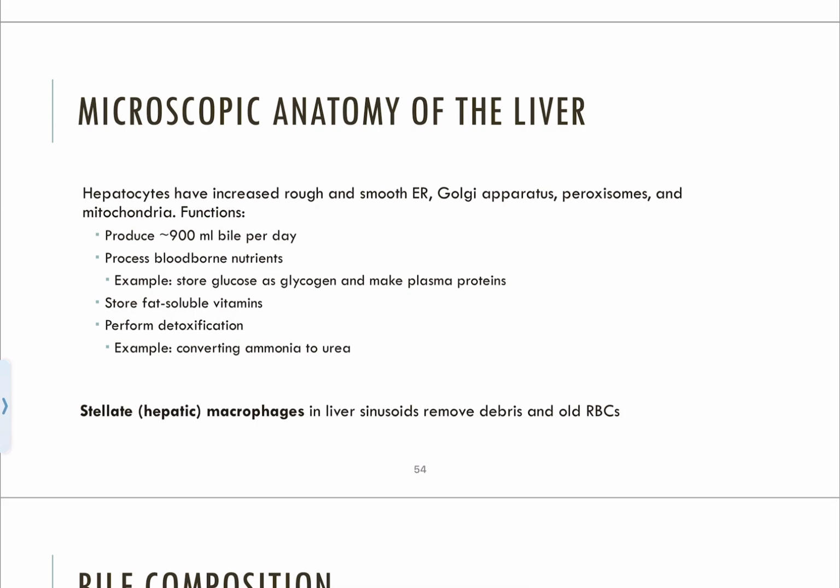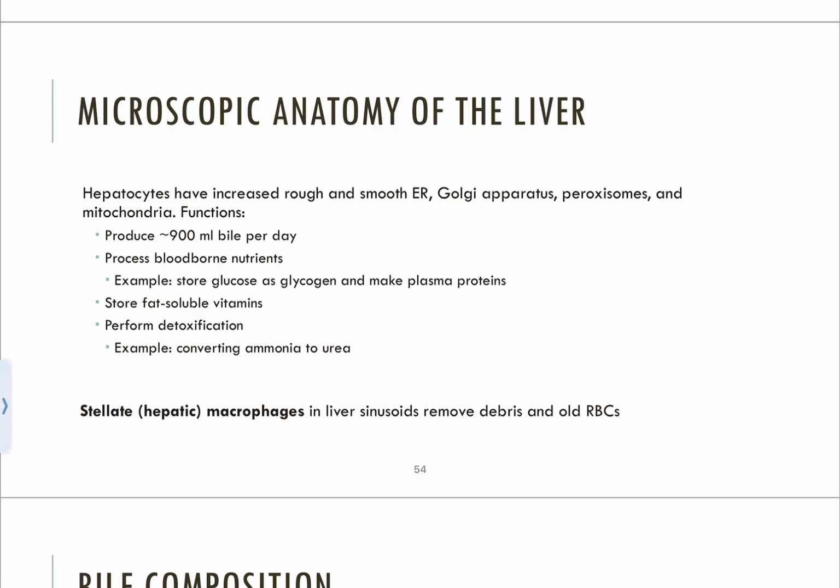The cells that make up the liver we call hepatocytes. One of the unique characteristics of the hepatocyte is that they have a larger amount of both rough and smooth endoplasmic reticulum, as well as Golgi apparatus, peroxisomes, and mitochondria. If we think about what the function of these organelles are and what the function of our liver is, this makes sense.